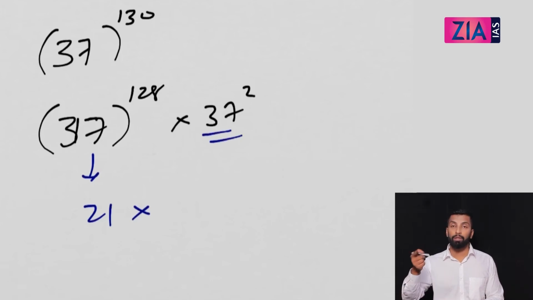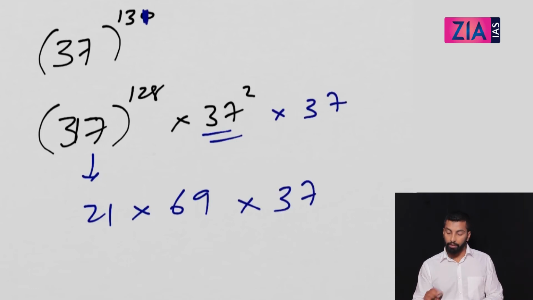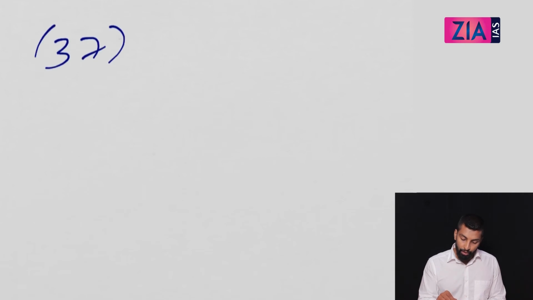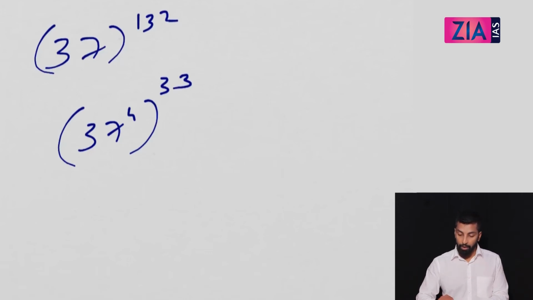Last two digits will be equal to 13 square. So 69. What if it is 131? You have one more, 37. So multiply with 37. Next will be 37 raised to 132. That is nothing but 37 raised to 4 raised to 33. Now I hope you can solve it.